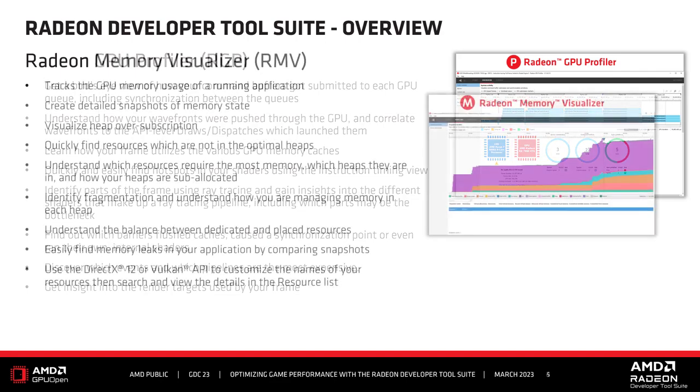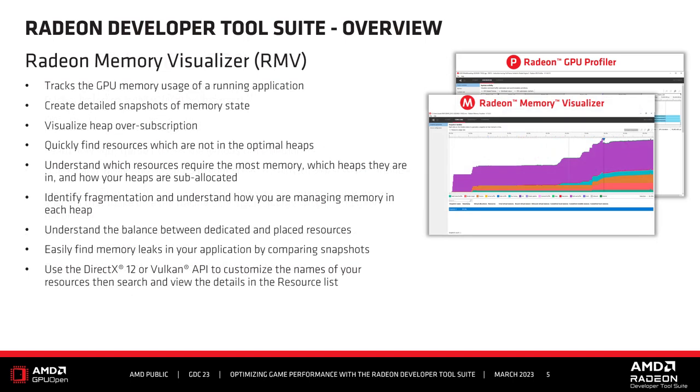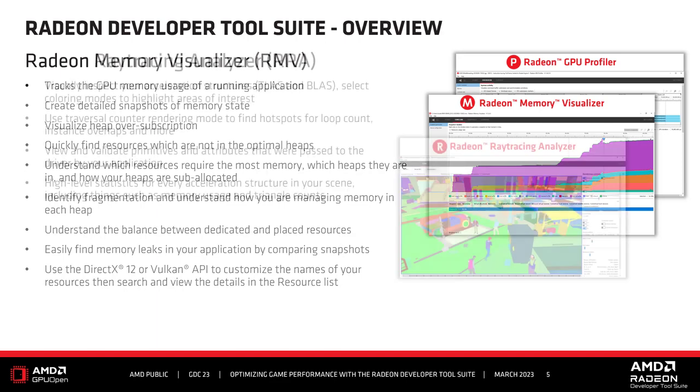GPU hardware. The Radeon Memory Visualizer, or RMV for short, tracks the usage of GPU memory over time and allows you to create snapshots of how the memory is being used at a specific time. You can see which resources require the most memory, the heaps they are in, and how the heaps are sub-allocated. It is also useful for detecting memory oversubscription, fragmentation, and locating memory leaks.